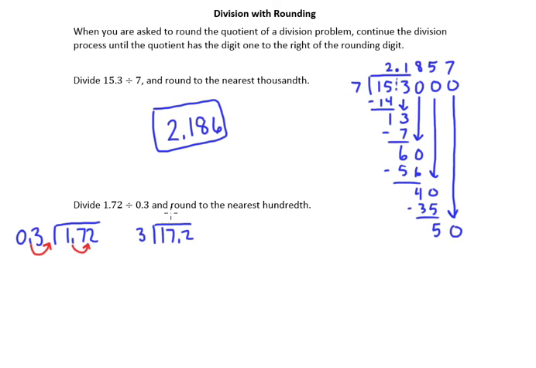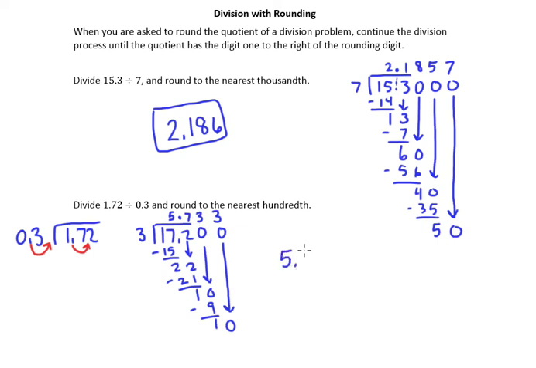3 goes into 17, of course, 5 times. Drop down my 2. Bring my decimal point up. 3 goes into 22 7 times. 3 times 7 is 21. Now we start adding zeros. 3 goes into 10 3 times. And one more time we'll add a 0 because we're at the hundredths place now, but we need to be 1 past it. 3 goes into 10 3 times. So I can see that this is a 3, so I leave this 3 in the hundredths place where it is. So my rounded answer to the nearest hundredth is 5.73.